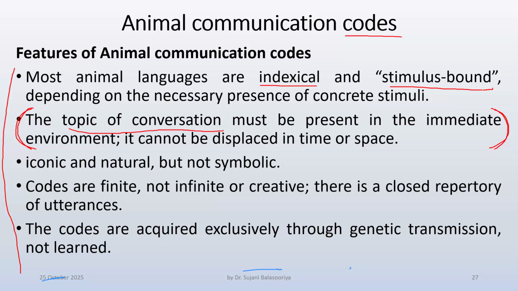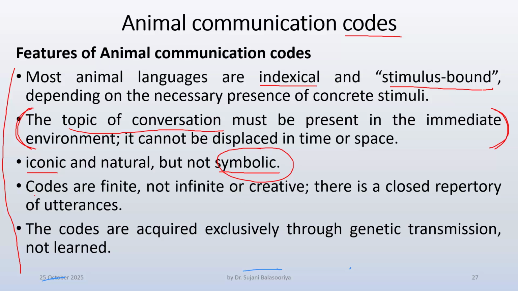Right, okay. The third one, iconic and natural. That means animal communication codes are iconic and natural, but not symbolic. You know what iconic and indexical mean? Their communication patterns are either iconic or indexical, but not symbolic. Whereas in human beings, their signs can be all three: indexical, iconic, as well as symbolic. Animals can't show a sign and mean something else. A symbol is something which represents another idea. But animals can't use such signs. Their signs are always iconic and also indexical.